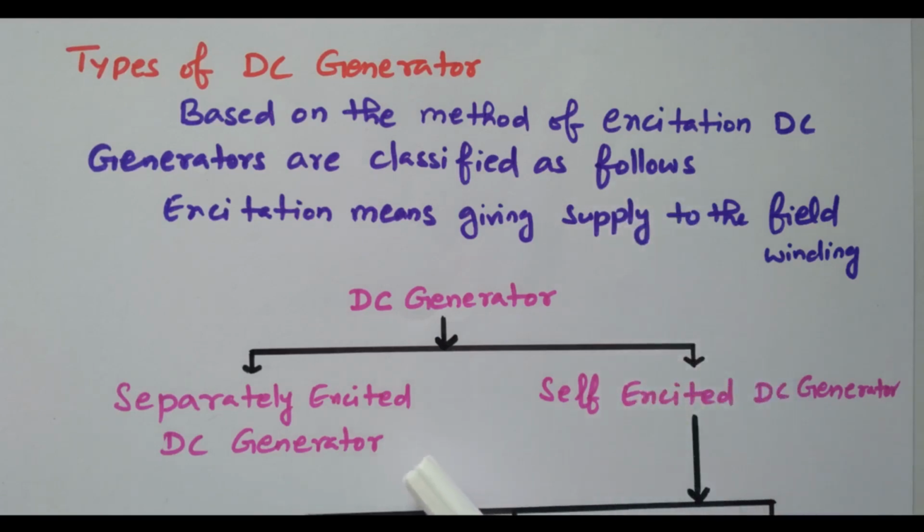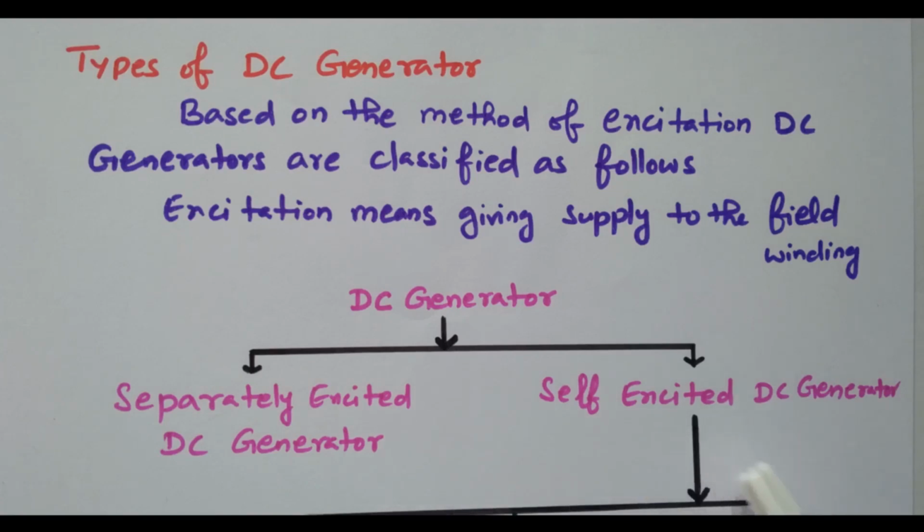The major classification is separately excited or self-excited. Excited means giving the supply to the field winding in order to make the magnetic field, so that it produces the flux. In separately excited, a separate DC supply is given to the field winding for excitation. In self-excited, the field winding is connected with the armature, so by itself it will produce the magnetism.